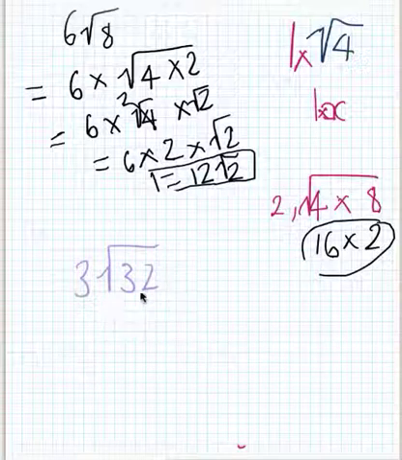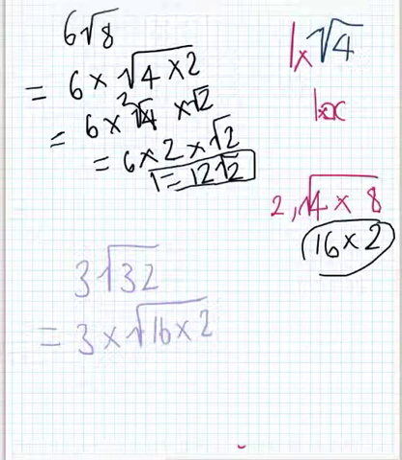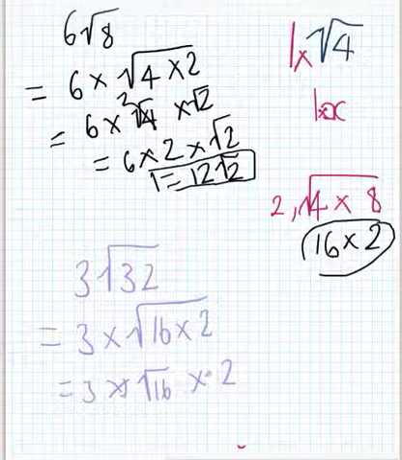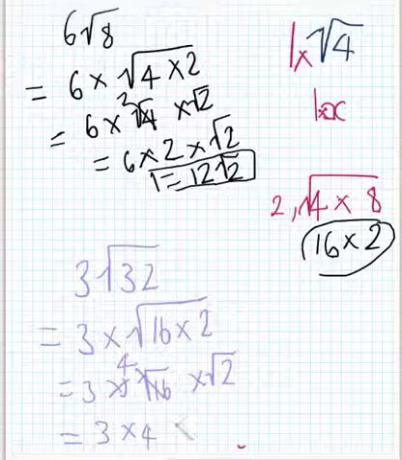So our original question was 3 square root of 32, and instead of 4 times 8, let's try 16 times 2. So we have equals, so the 3's on the outside, times the square root of 16 times 2. Separate them, so 3 times the square root of 16 times the square root of 2. Now, the square root of 16 is a perfect square, and that is 4. We know that 4 times 4 is 16. And now we have 3 times 4 times the square root of 2.